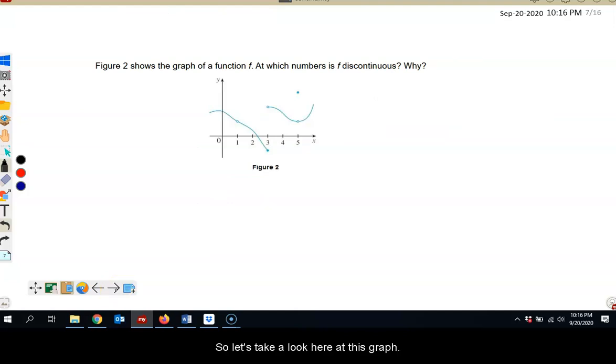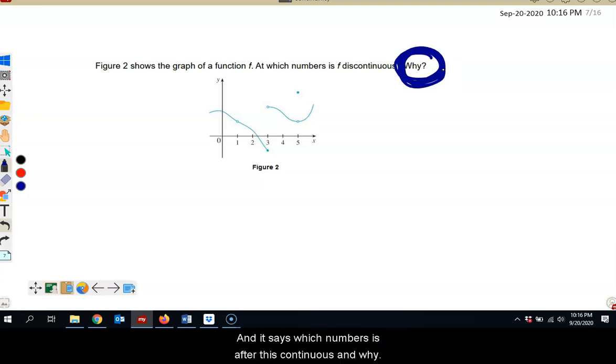So let's take a look here at this graph. This is something that you need to start gathering: we always want to explain the why. You're given a graph, and it says at which numbers is f discontinuous and why. We do see that we have some holes, and we do see that we have some jumps. That, again, is not a justification, but it lets us zoom in on where we're focusing. So if you take a look at this portion of the graph, does the limit as x approaches 1 of that function exist?